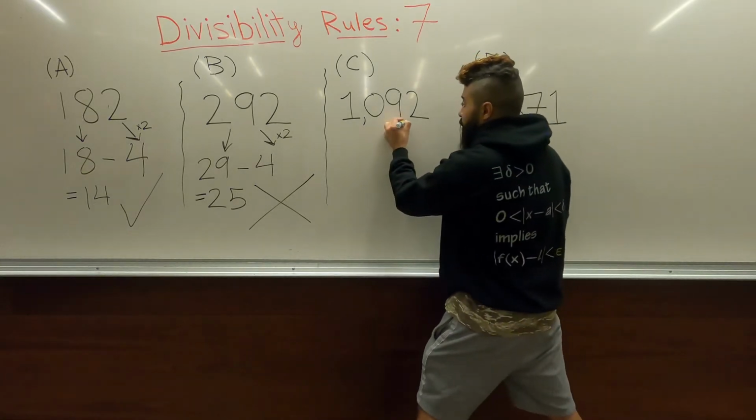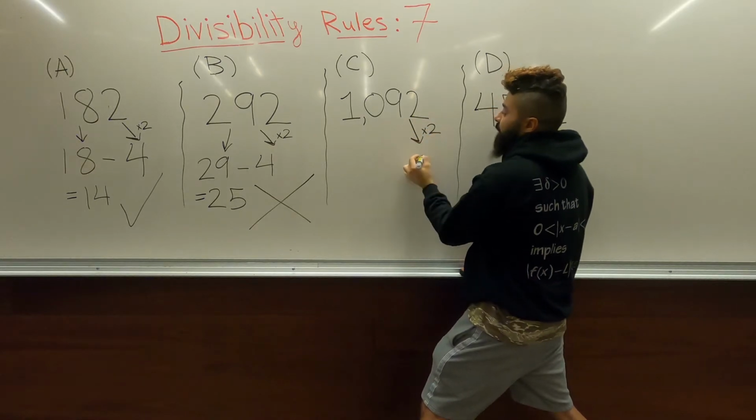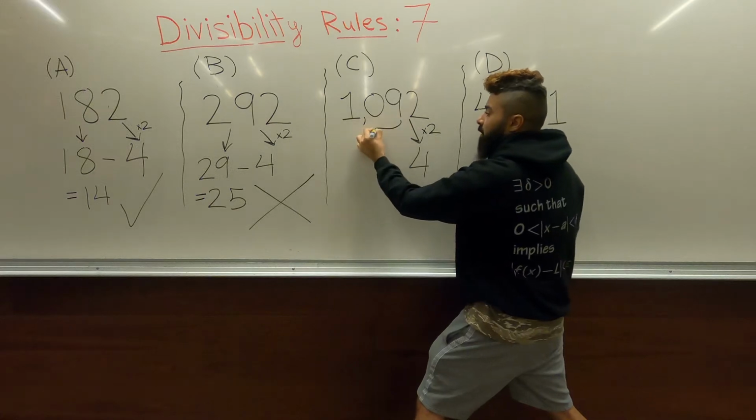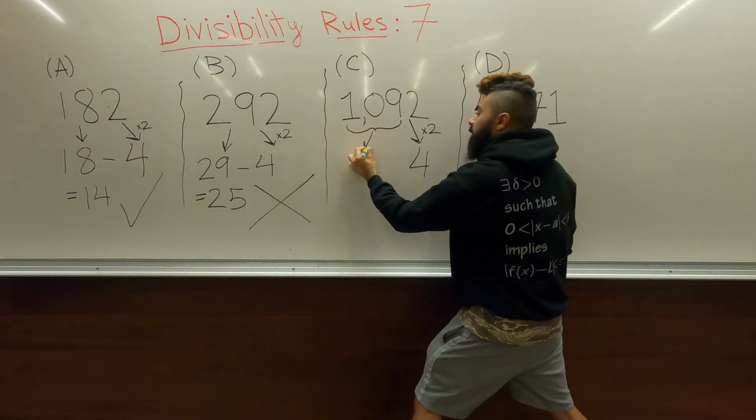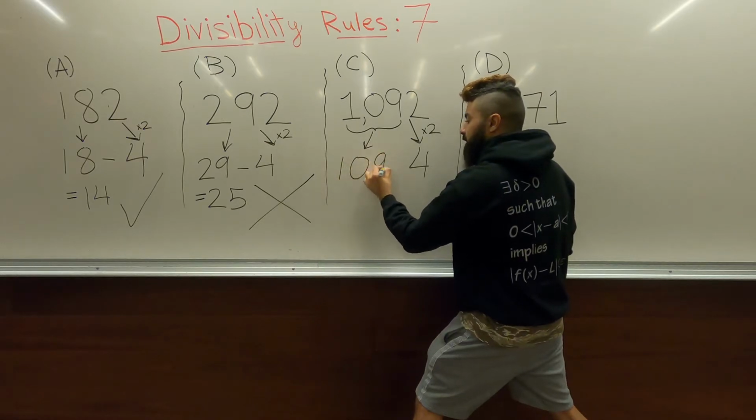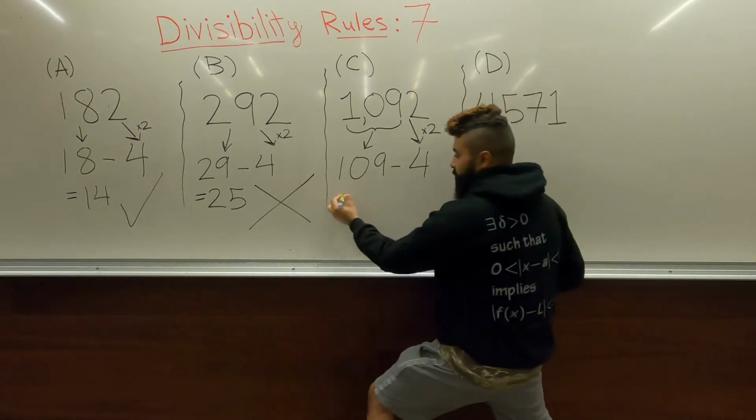1092. So you take the last digit, which is a 2 here, multiply it by 2, and you get 4. Bring the rest of it down, and you get 109, right? And you subtract them. And what's that? 105.